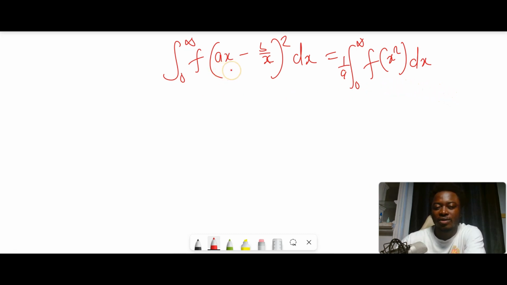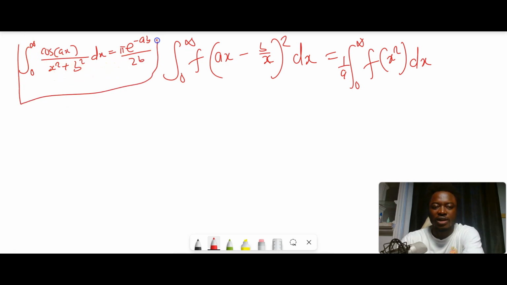And it is quite useful because most of the time when you're trying to evaluate integrals such as the integral from 0 to infinity of cosine of ax divided by x squared plus b squared dx, where this result is e to the negative ab times pi divided by 2b, I believe. Although this result can be proved using contour integration, if you want to do it with real methods without having to set up a contour, this transformation is your best bet towards achieving that.